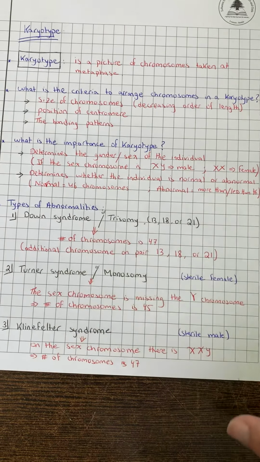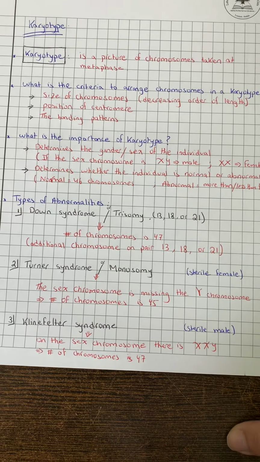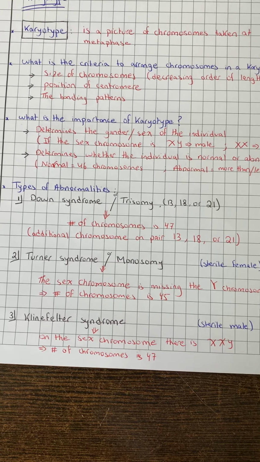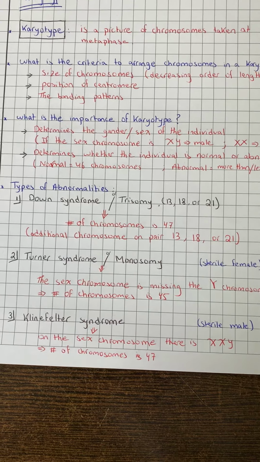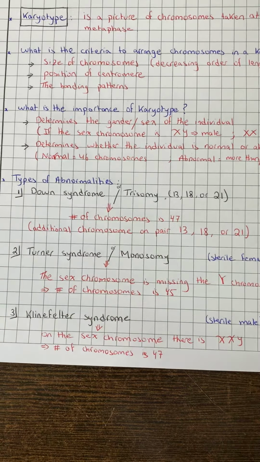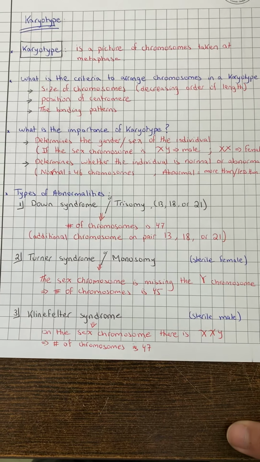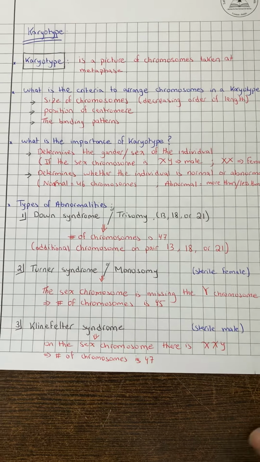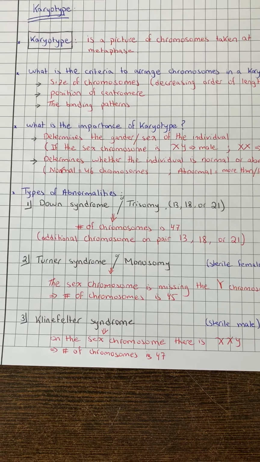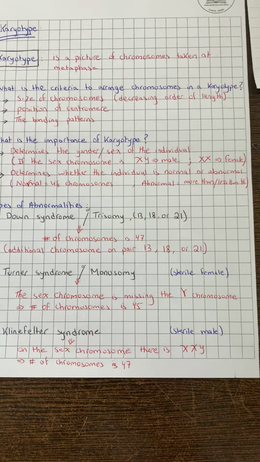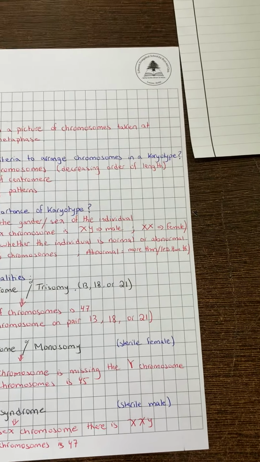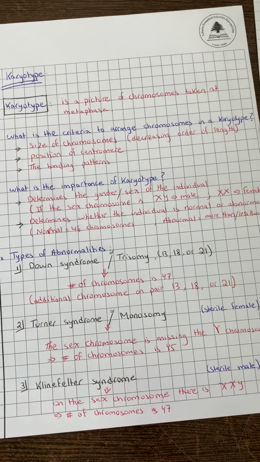So on chromosome number 13, we will have an additional chromosome on pair 13. That is, the total number of chromosomes will be 47. Okay? This could be in males or females. So the sex is not important in this abnormality.